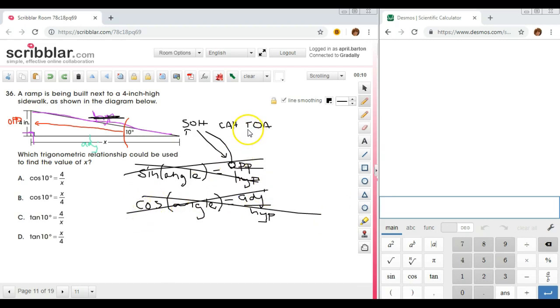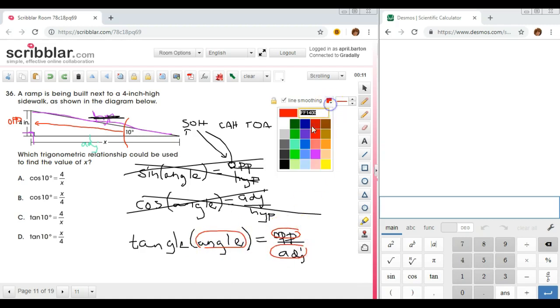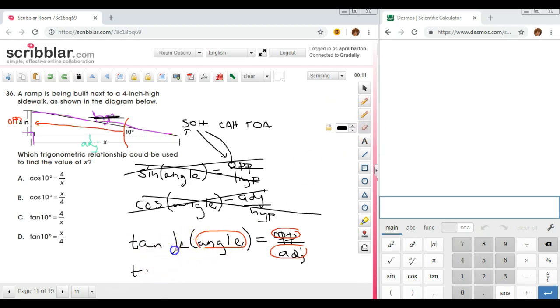So then we go to TOA. T stands for tangent, O for opposite, A for adjacent. So tangent of the angle equals opposite over adjacent. So that's our information we have. We have opposite side, we have the adjacent side. So now we're going to fill in this information with the actual numbers. So tangent of the angle is the non-90 degree angle. Sorry, I wrote tangle because I was thinking the word angle. Tangent is just tan. Sorry about that.